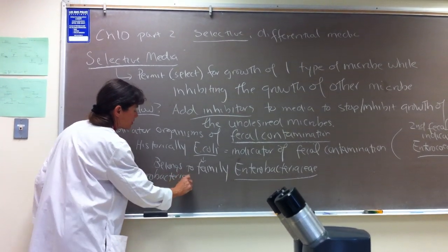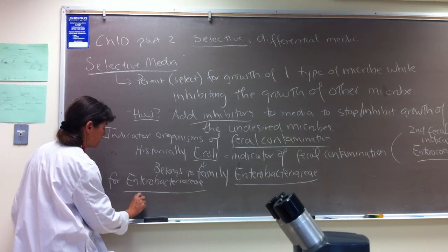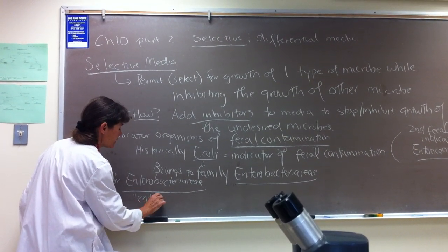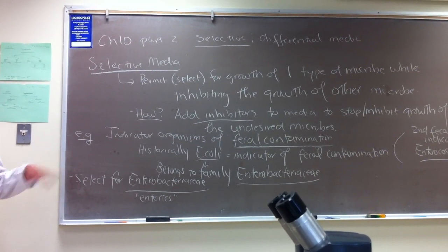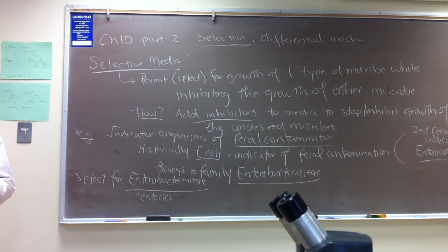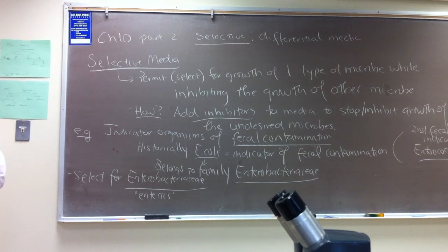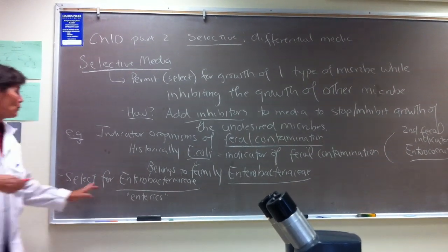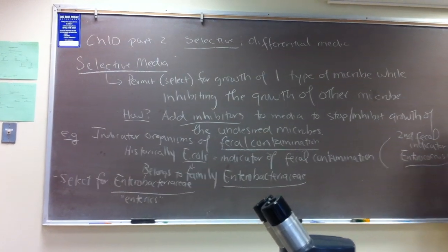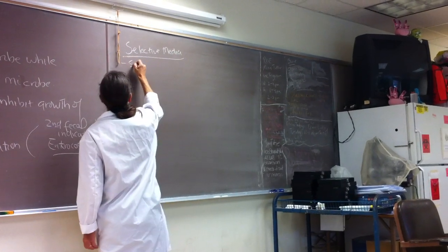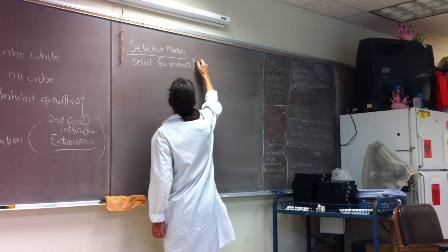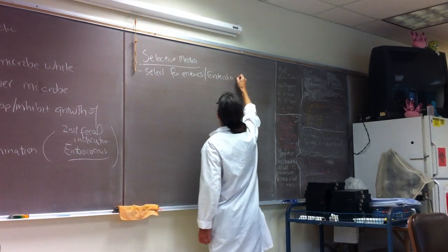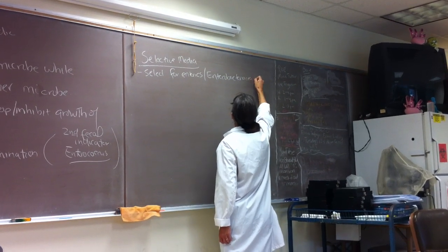These are often nicknamed enterics, and enteric refers to the intestine. So enteric bacteria are those that can live in the intestinal tract. We want to select for enterics, we want to let them grow, and we want to inhibit all the other bacteria that might be present in that well water. So what we're going to do is use a selective media, to select for those enterics, or Enterobacteriaceae, and inhibit all other microbes.